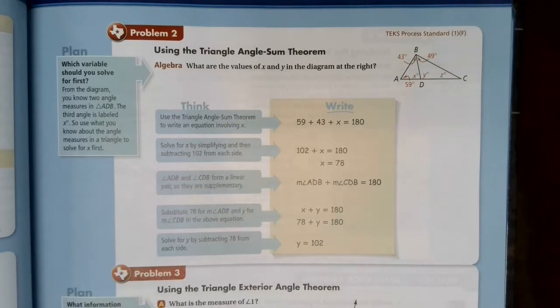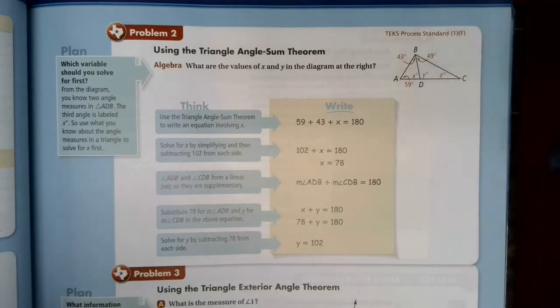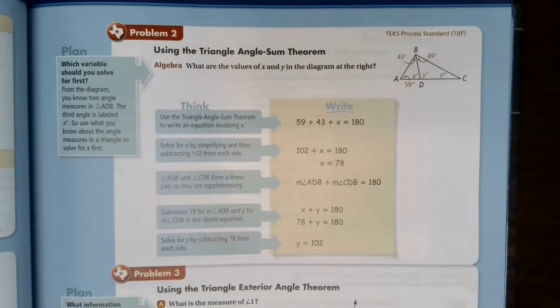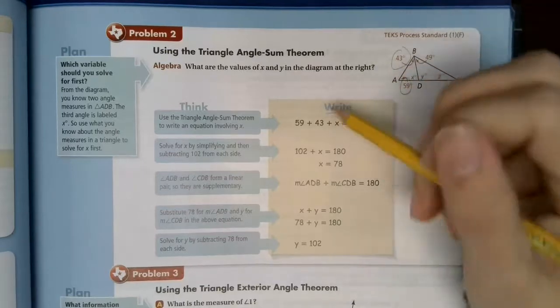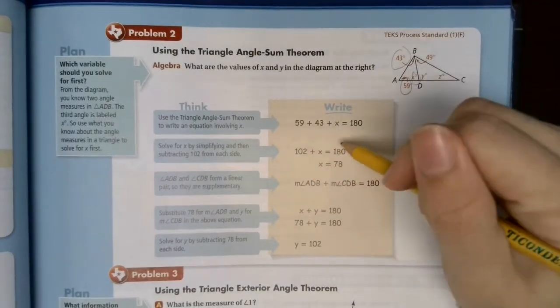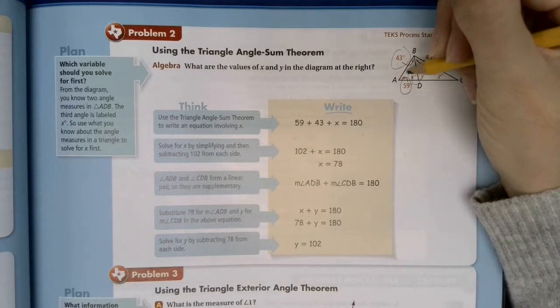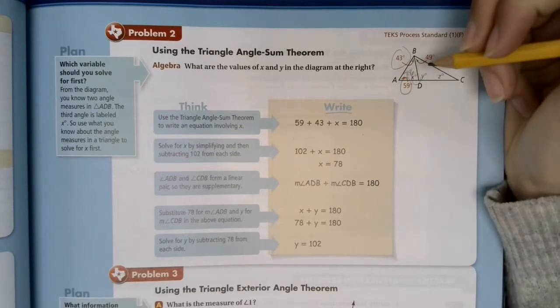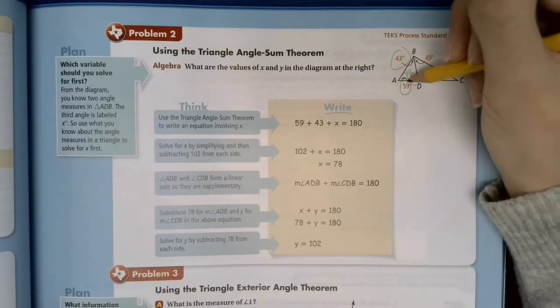Right here, we can see that we have a triangle. And so what do triangles equal? Well, they equal 180. So because of that, I can say if I add this angle plus x, it should equal 180. So I add them together, subtract it from 180. I now know what x is. It is 78. Okay.